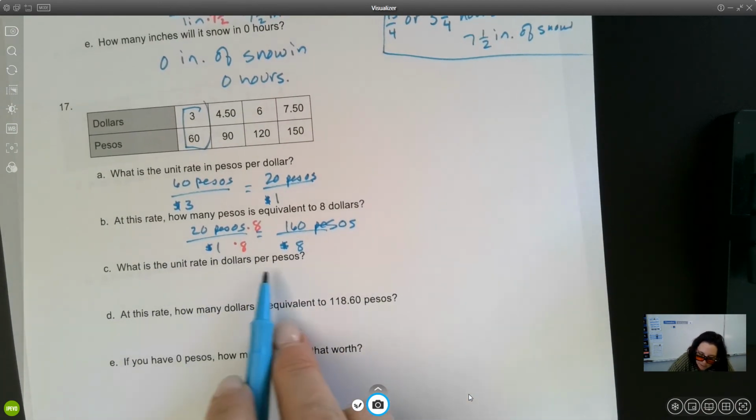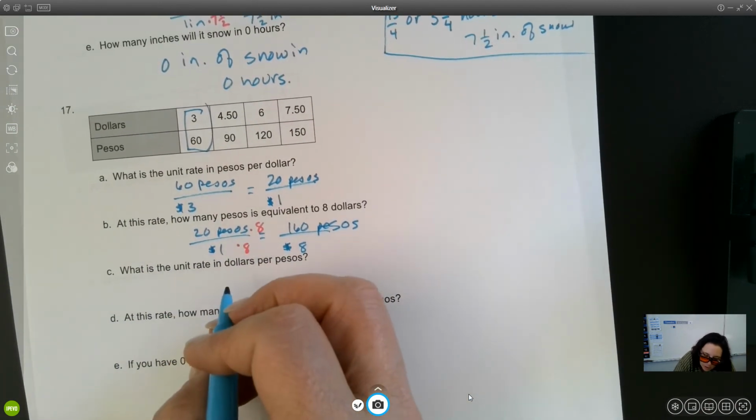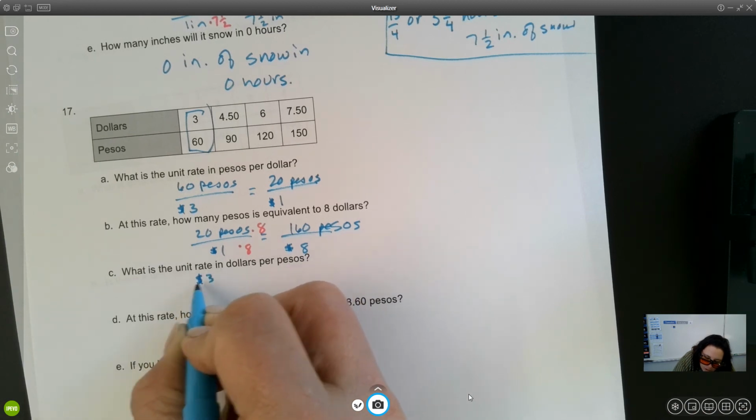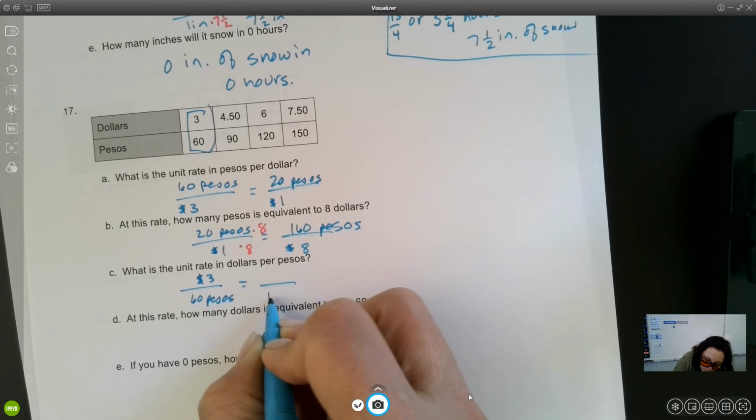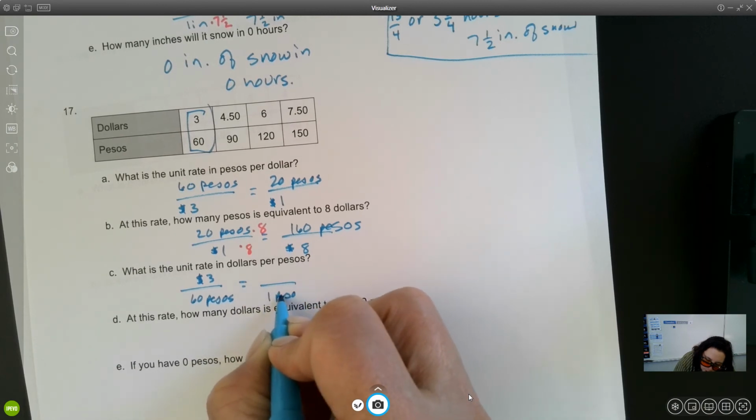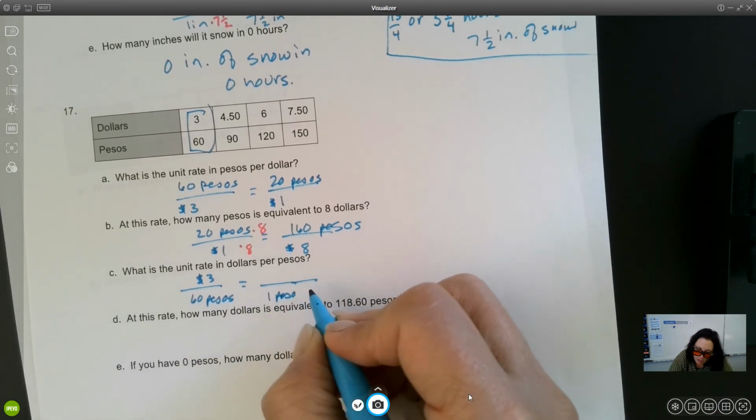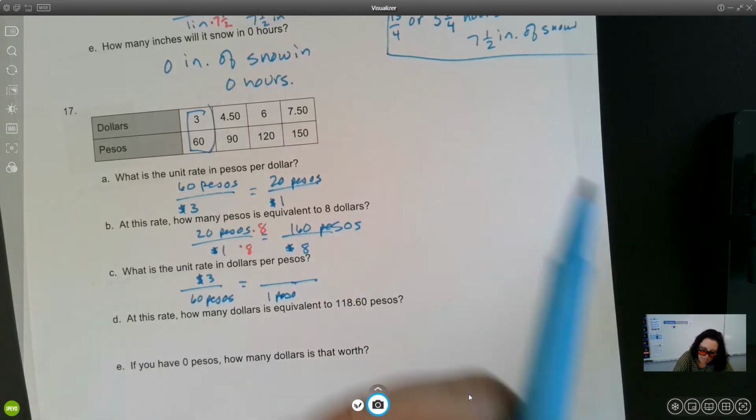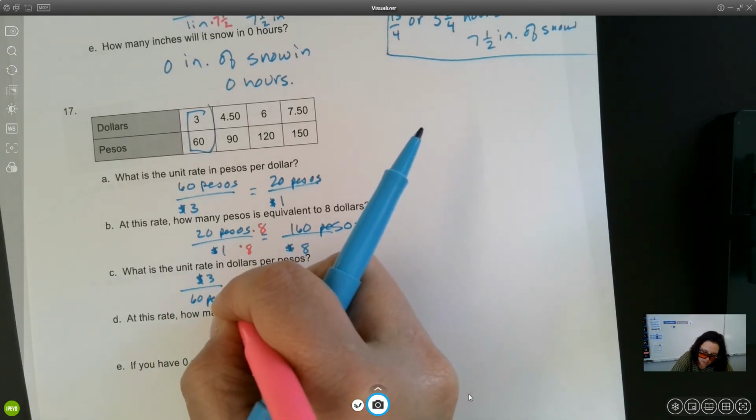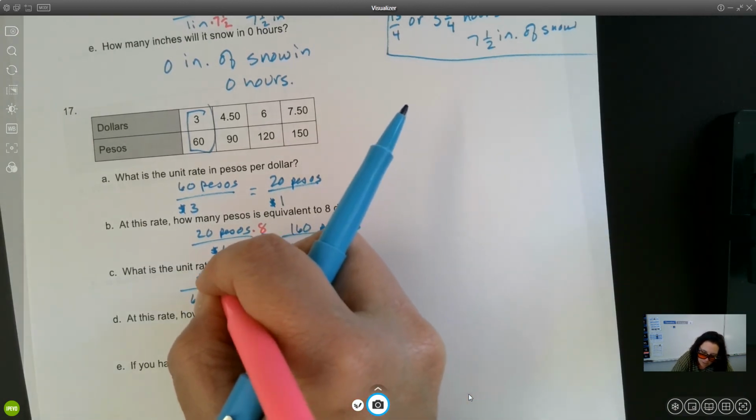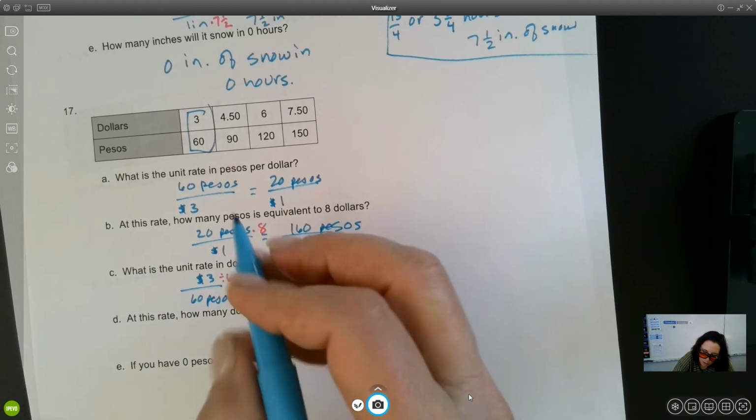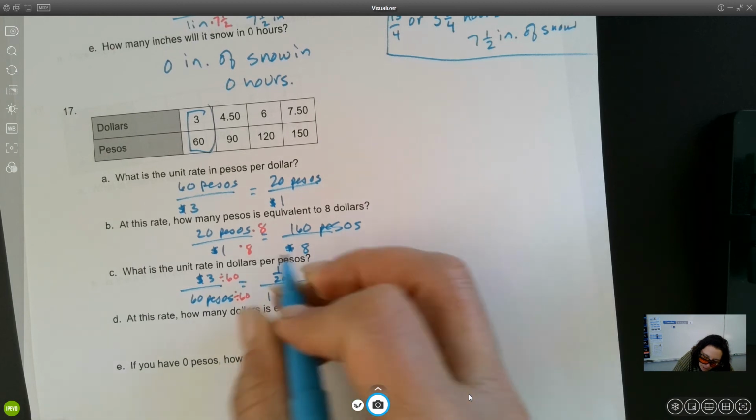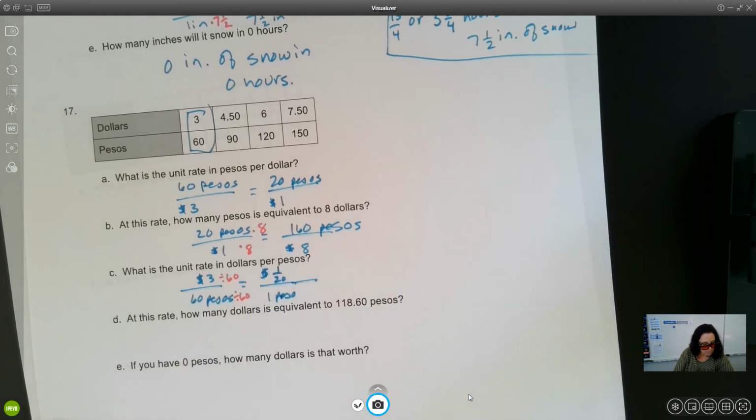Okay, what is the unit rate in dollars per pesos? So I've got $3 for 60 pesos. And I want 1 peso. All right, so I'm going to divide by 60 here. If I divide by 60, 3 over 60 is 1/20 of a buck. Okay, that looks a little strange, but that's the unit rate.